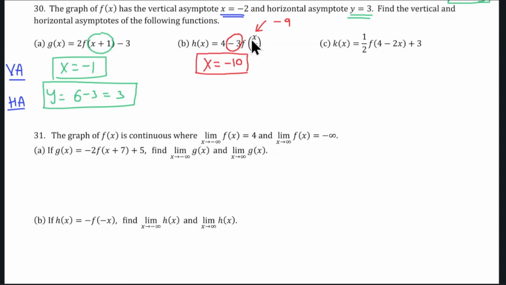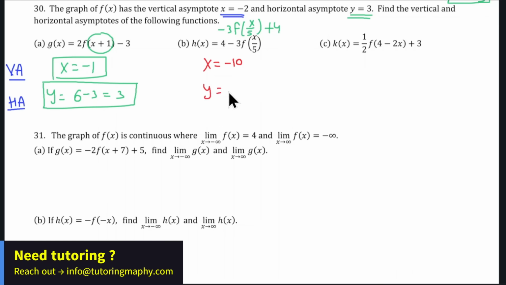I hope you're able to understand because they are intentionally trying to trick us by writing this in something that is unconventional. But the way I see this question, I see it like -3 f of x over 5 plus 4. Right? I hope this makes more sense now for the y. So you just multiply -3 with 3 to become -9, and -9 plus 4 is just -5. So y is equal to -5. That's your new HA.